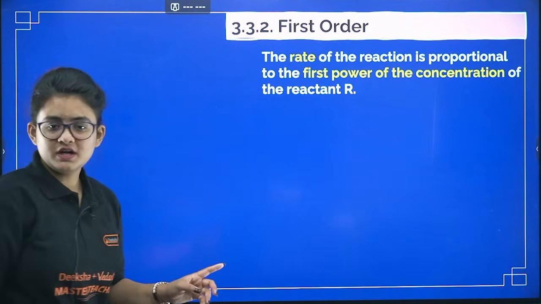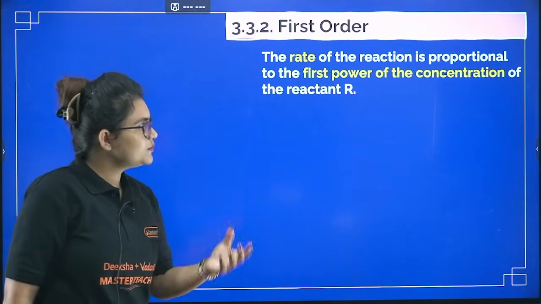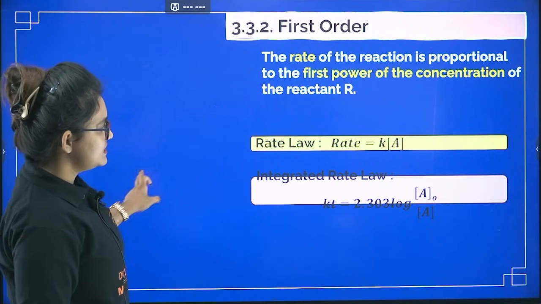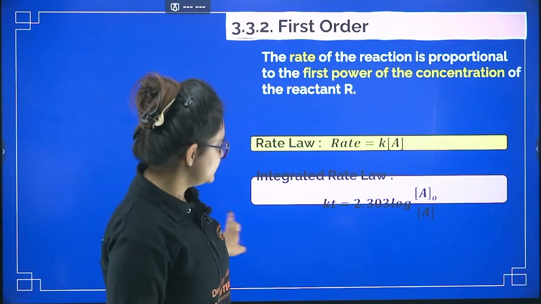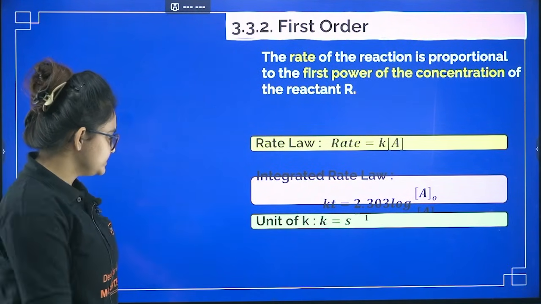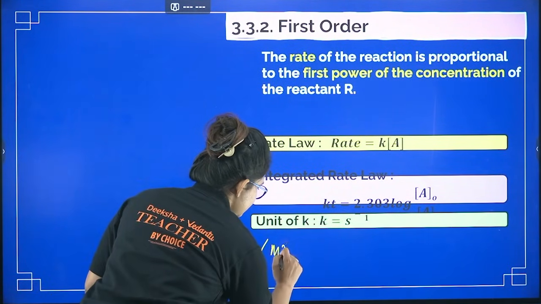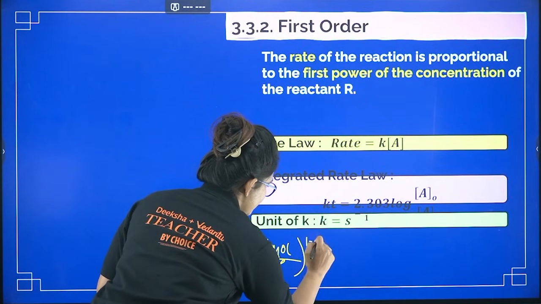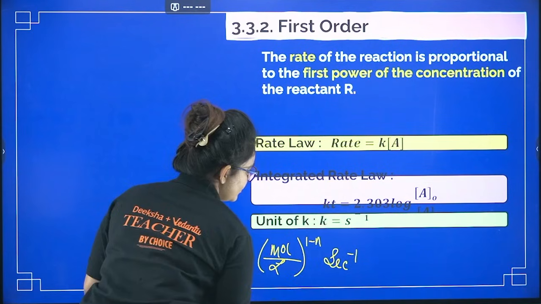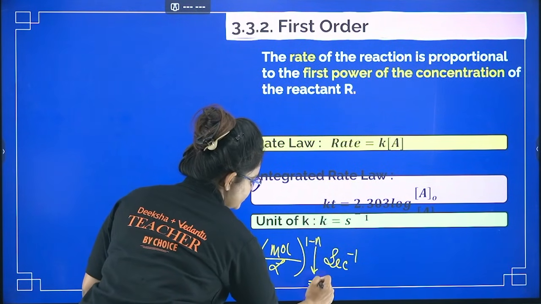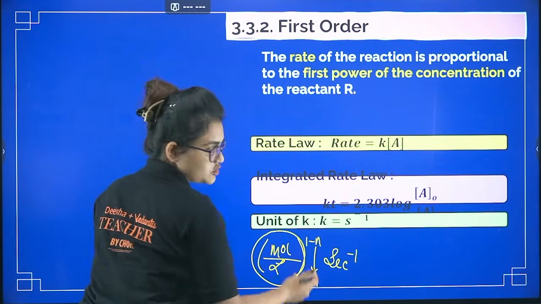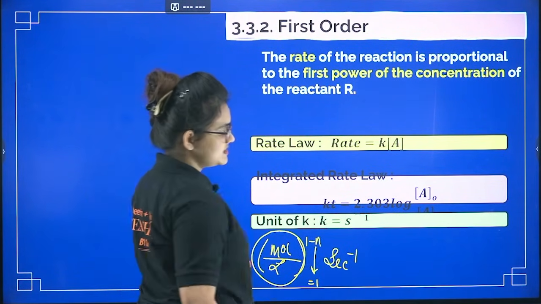Next, this is the first order. The rate of the reaction is proportional to the first power of the concentration of the reactant. So let's proceed. Here you can see this is the equation, and this is the unit. From this you can calculate mole per liter to the power 1 minus n. This n value should be 1, so the unit is second inverse. If you put n equals 1, then 1 minus 1 is 0, something to the power 0 means 1, and here only second inverse remains. This is how you can calculate.